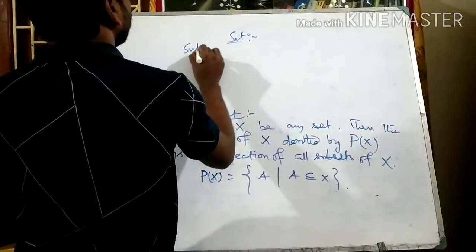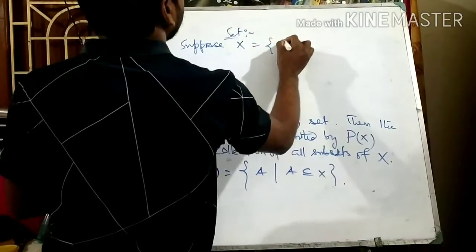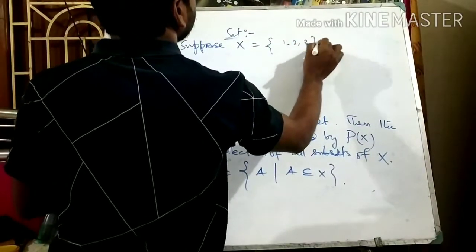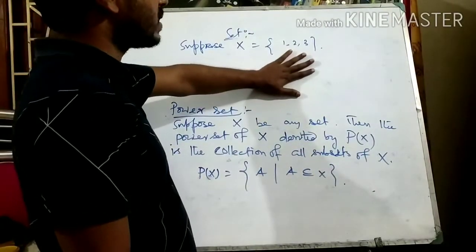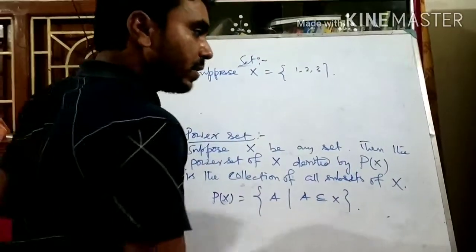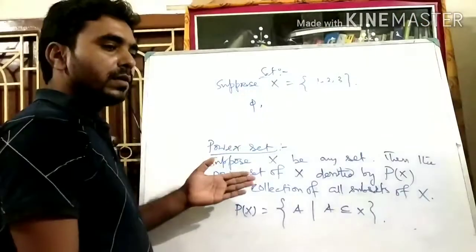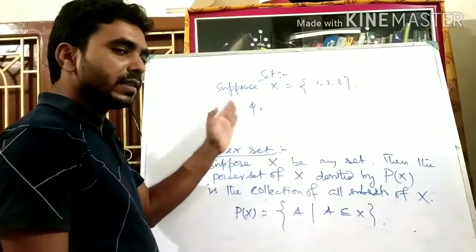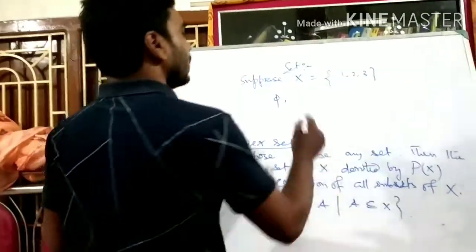Suppose our X is equal to {1, 2, 3}. Then how many subsets can we get from this set? One is the null set phi, as we have already said that the null set phi is a subset of every set. So this should be a subset of X.